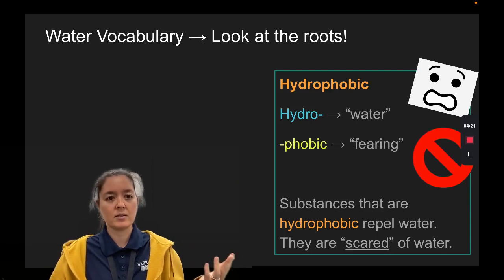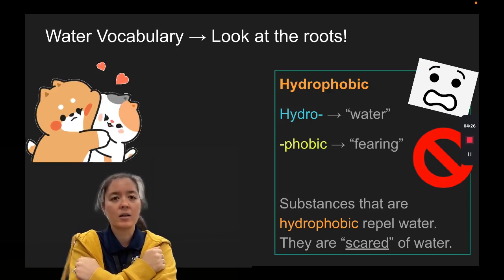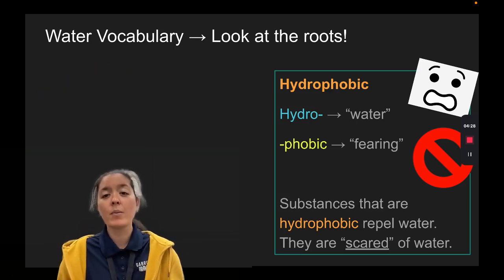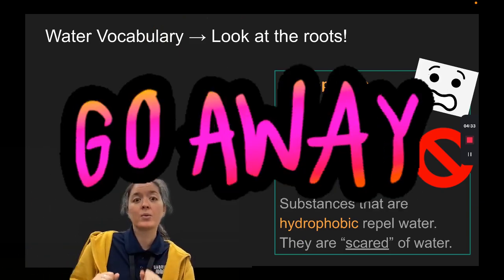They do the opposite. So hydrophilic means we love it, we're going to stick together, just like when you love somebody, you give them a hug, you want to stick together. Hydrophobic means water fearing, or they're scared of it, so it's, whoa, keep that away from me.